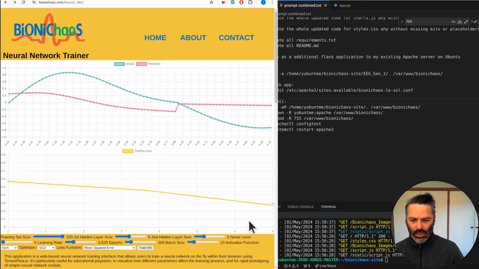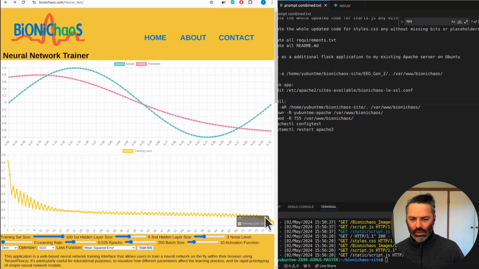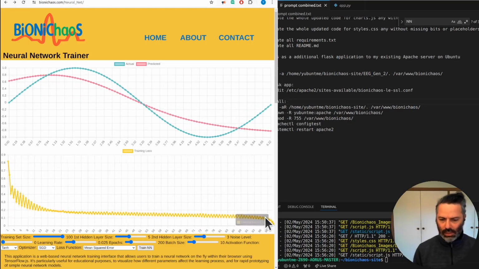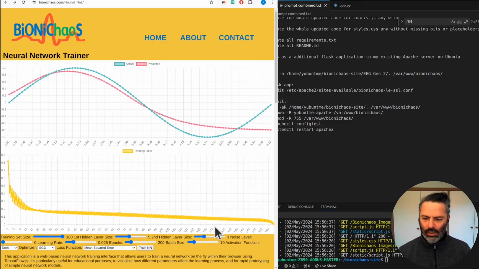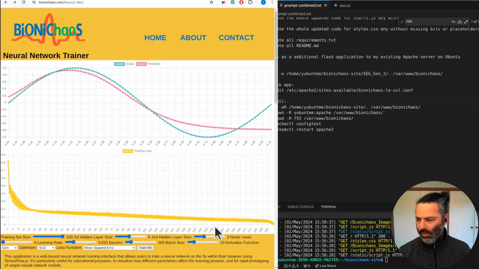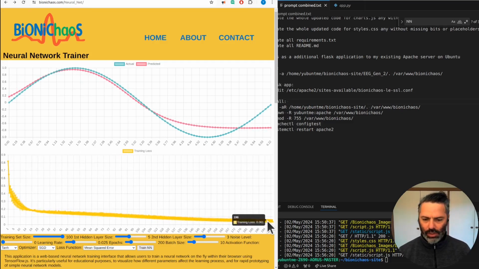Adding more data points. Seeing 0.1 something at the moment. It can get all the way down to 0.01. Yes, now it's 0.06. So I have the training set size at 100, doesn't make much difference. Number of hidden layers 5. Second hidden layer size is 3. Noise level 0. Now learning rate.